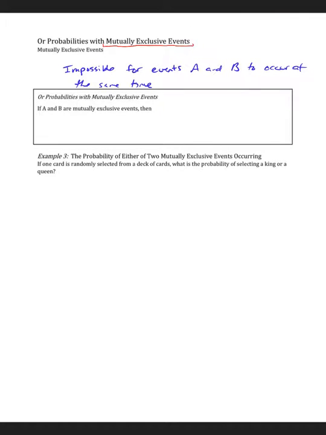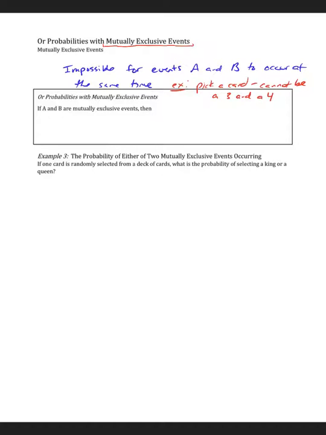For example, if you were to pick a card out of a standard deck of cards, there is no way that card could be a 3 and a 4. Or for example, you roll a die. You can't roll a 2 and a 3 when you roll the die. So these would be mutually exclusive. It's when you have two events that are impossible to occur at the same time.